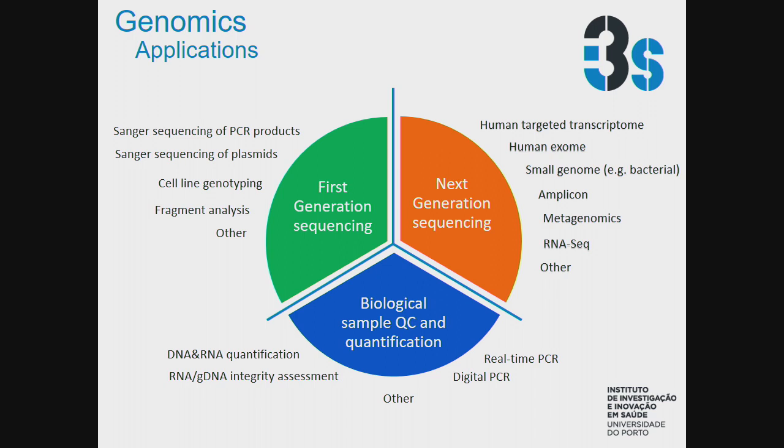Coupled with the resources, we have our applications. In first generation sequencing, we do the gold standard Sanger sequencing of PCR products and plasmids. We just started doing cell line genotyping, which you like very much and is very important. Fragment analysis also. For next generation, we have a whole list of applications we can do for you, such as human target transcriptome, human exome, small genome, bacterial for example, amplicon, metagenomics, RNA-seq, and also biological sample QC and quantification: simply quantifying DNA and RNA, and assessing the integrity of RNA or genomic DNA. We can do digital PCR and also real-time PCR.